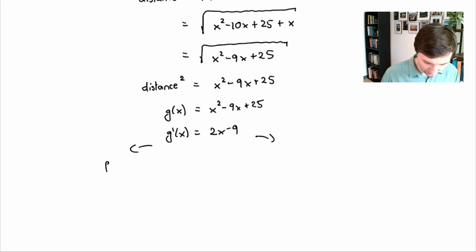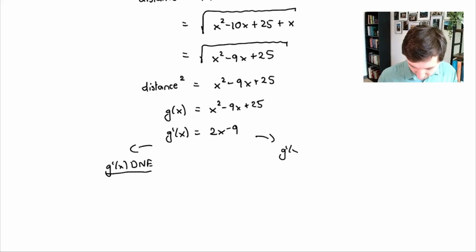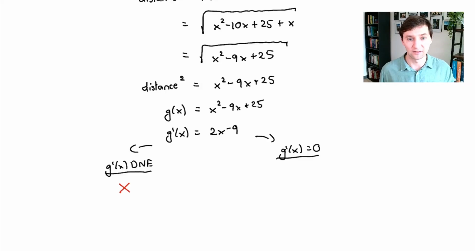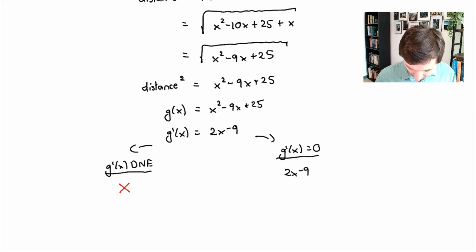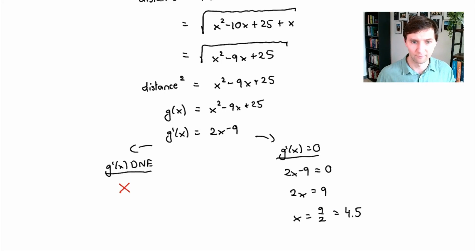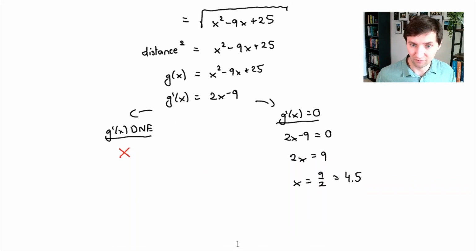Is it possible for this derivative to not exist? And is it possible for this derivative to equal 0? It's not possible for this derivative to not exist because this is a linear function. To determine for what x's this derivative equals 0, I set 2x minus 9 equal to 0. This gives me that 2x is 9, which tells me that x is 9 divided by 2, which is the same thing as 4.5.